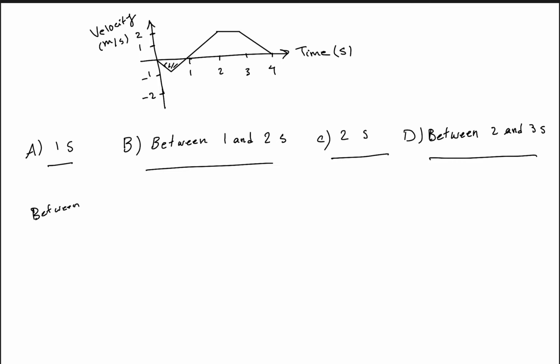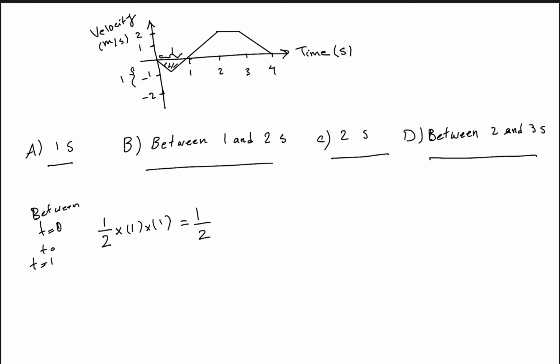between t equals 0 to t equals 1 is 1 over 2 times this, which is 1, times this, which is 1. So 1 over 2, which means that displacement is negative 1 over 2, considering the negative sign of velocity.